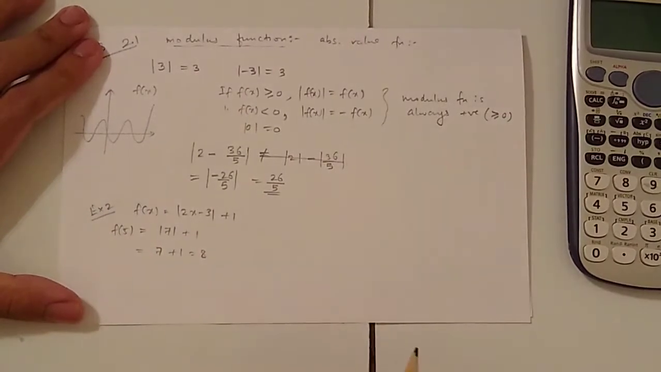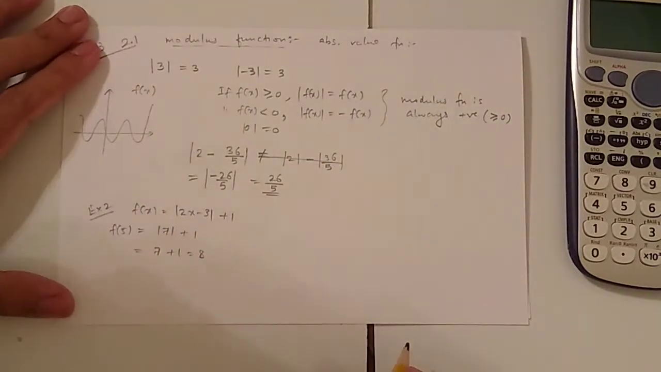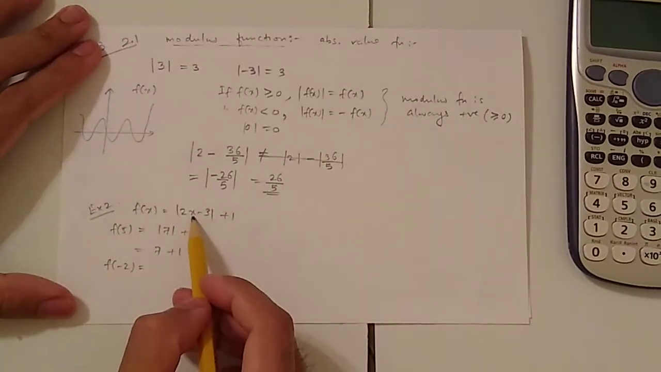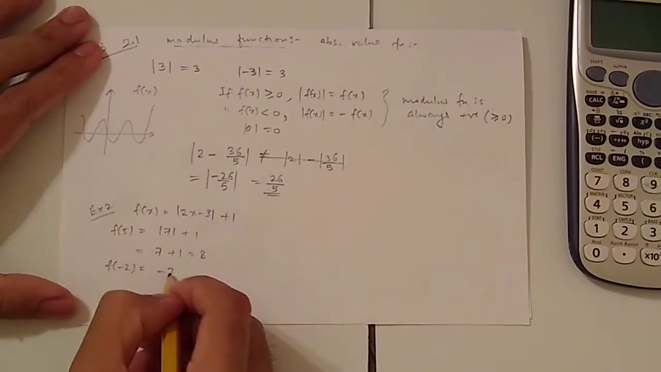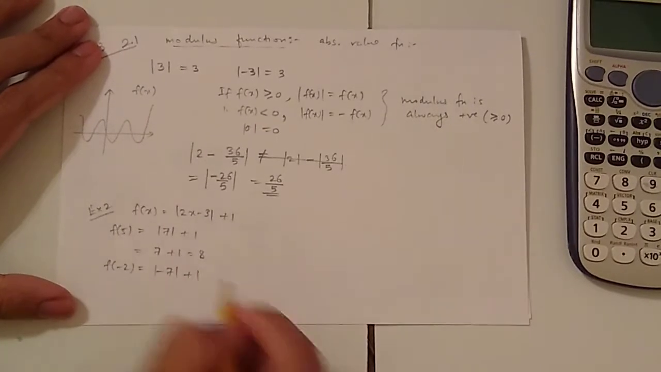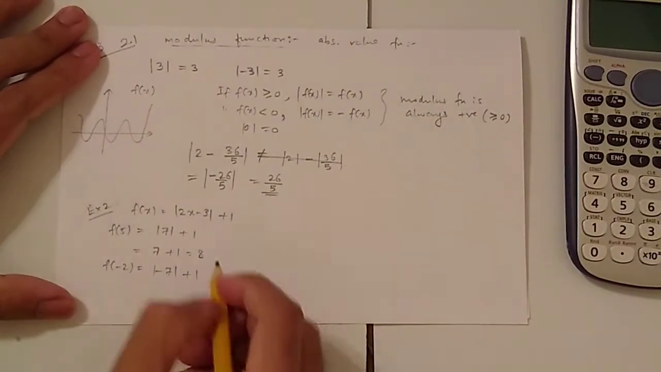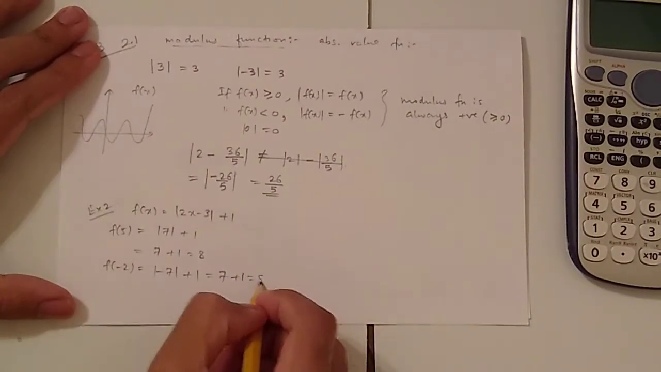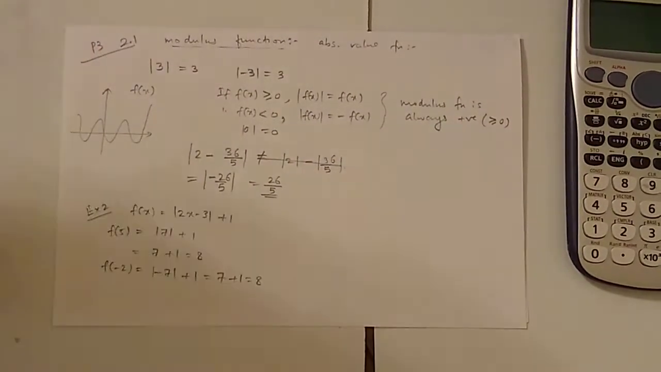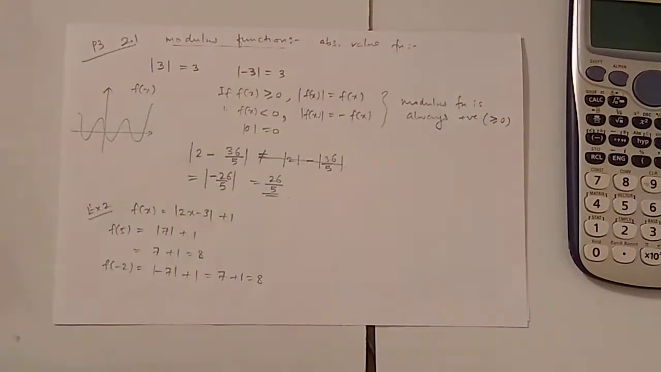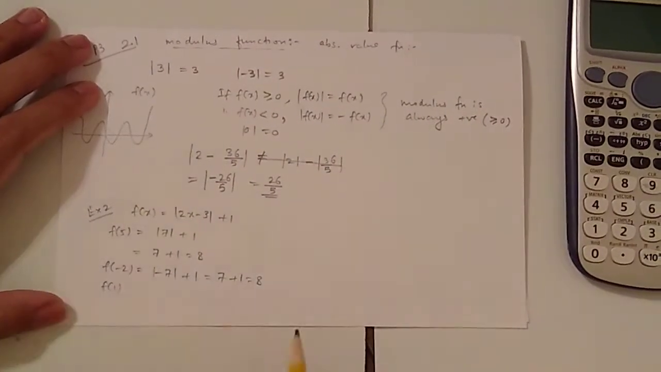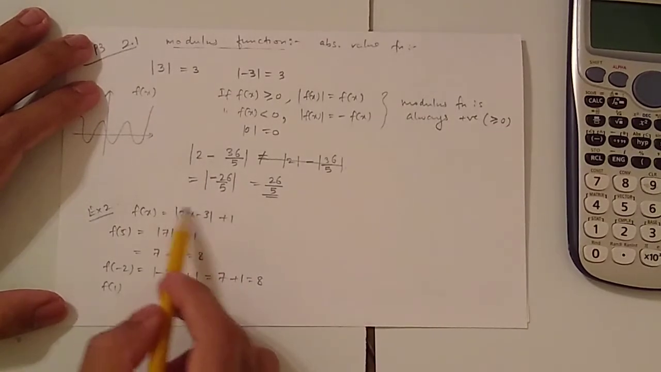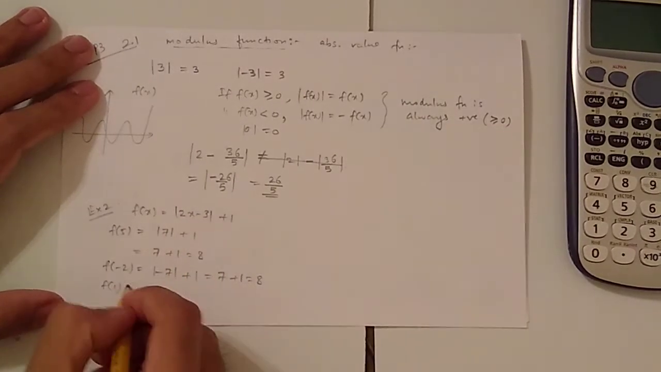and that is equal to 8. The next question is f of minus 2. Substitute minus 2 into the expression, you get minus 4 minus 3, that is minus 7 the whole modulus, plus 1. Minus 7 the whole modulus is equal to 7, you remove the negative sign, plus 1 is equal to 8. And then we have f of 1. Substitute 1 again into the function. We get 2 times 1 is 2, minus 3 is minus 1.